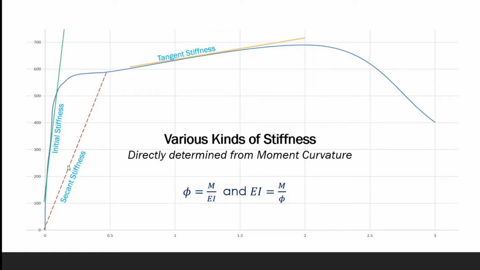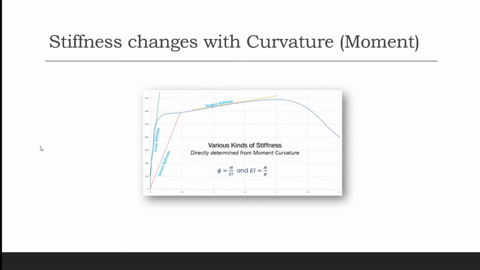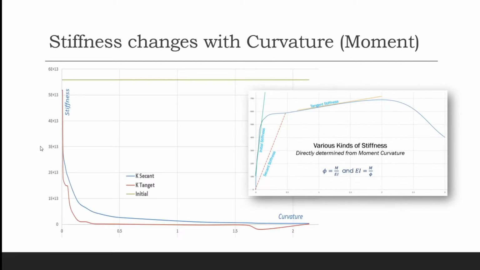Normally, we only use the initial stiffness in our calculations, but that is only valid for a very small deformation or very small deformation history. Beyond that, we will need to use either secant or tangent stiffness. And if you plot the variation of these three stiffnesses with the cross-section deformation, along the moment or the curvature, you will find that they rapidly decrease.